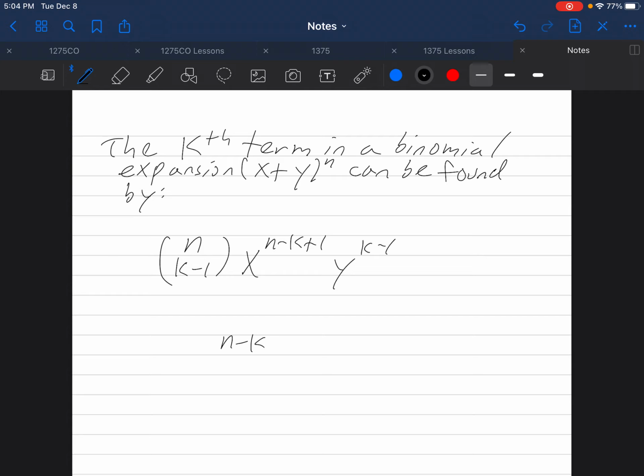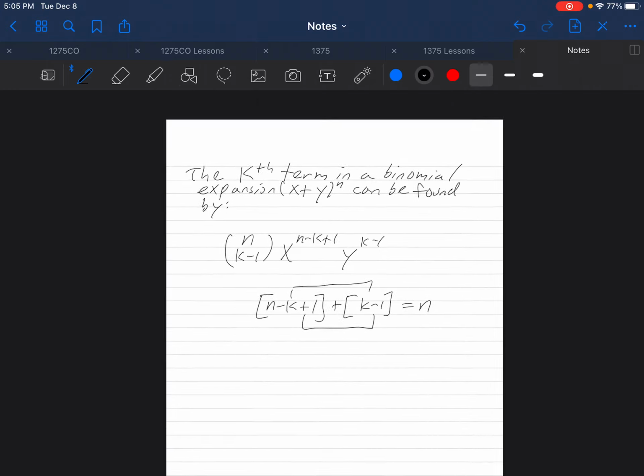Again, notice that n minus k plus 1 plus k minus 1 is equal to, if we combine like terms, k minus k is equal to 0, 1 minus 1 is equal to 0. If we add this together, this is equal to n, which again has to happen, has to equal that exponent right there.